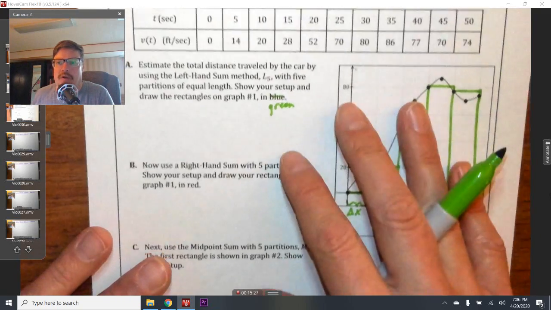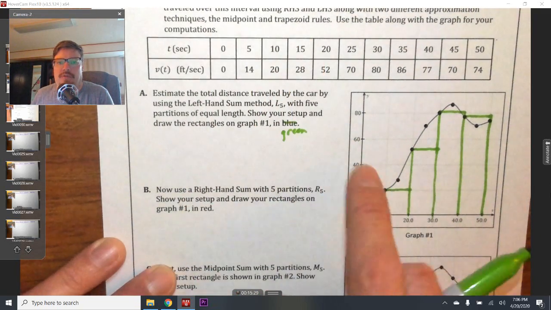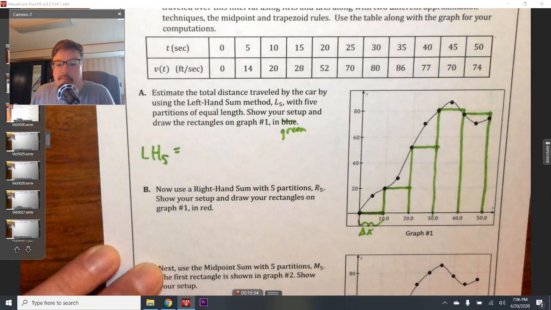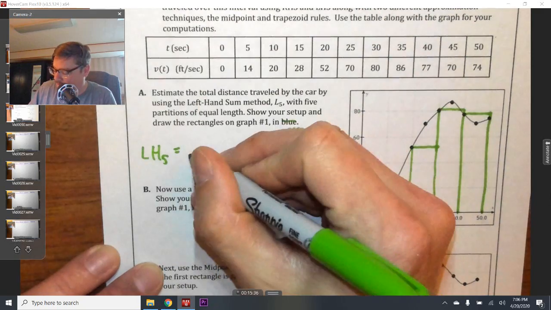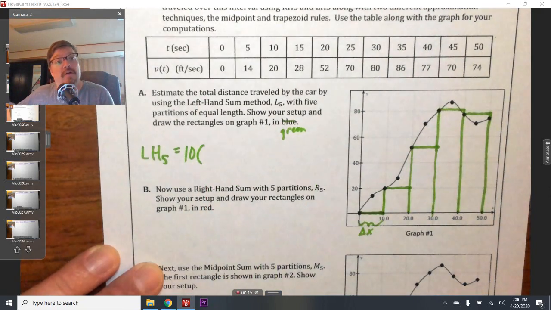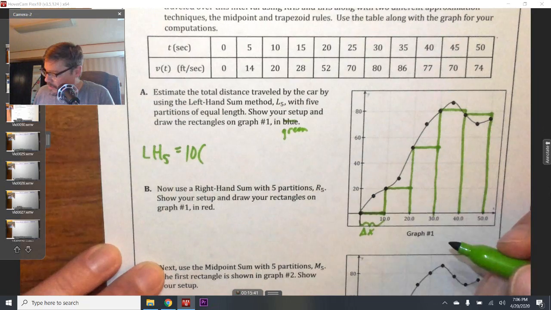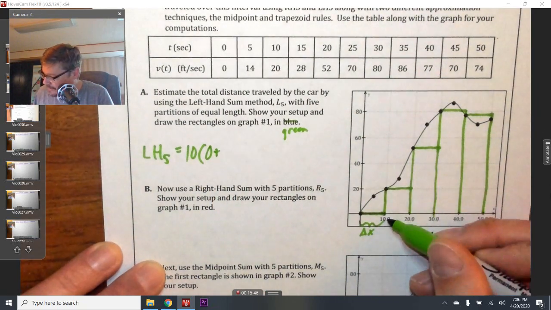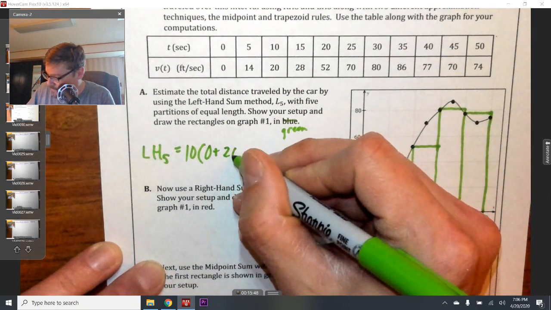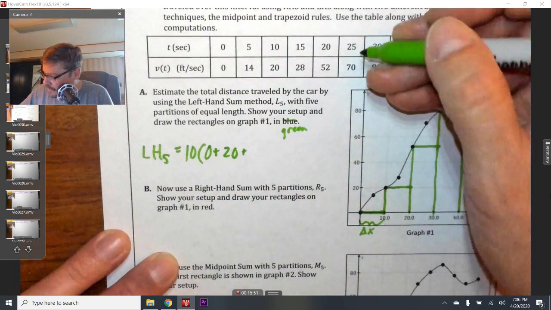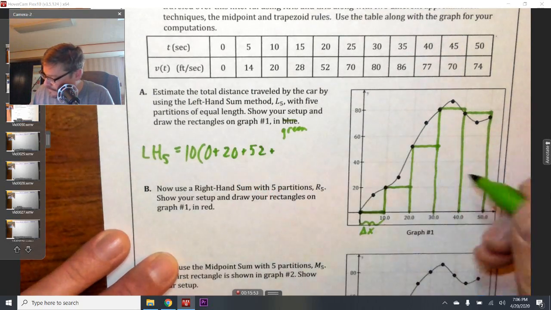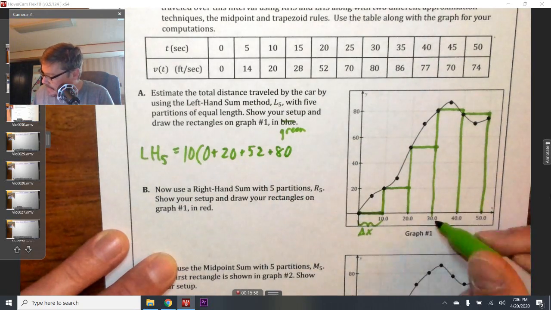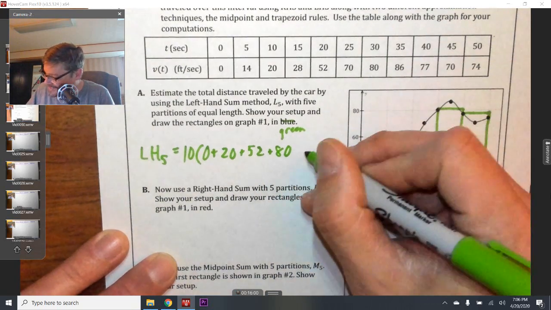But again, we're going to use this table to actually calculate what those areas are. So the left-hand sum at 5 will be delta x times all of those heights added up. The first height is 0. Then at 10, we're at 20. At 20, we are at 52. Then at 30, we are at 80. At 40, we are at 77.